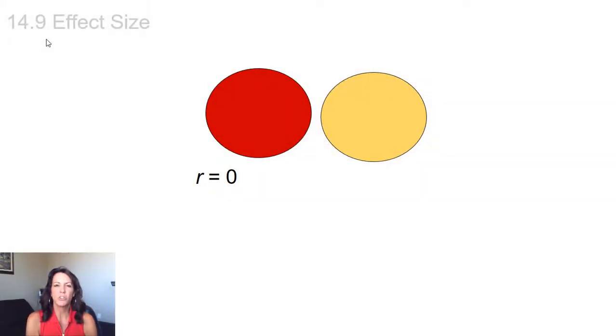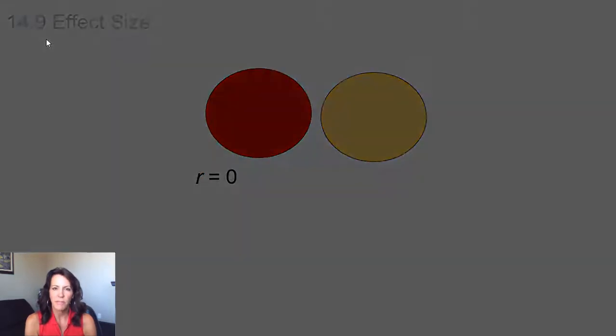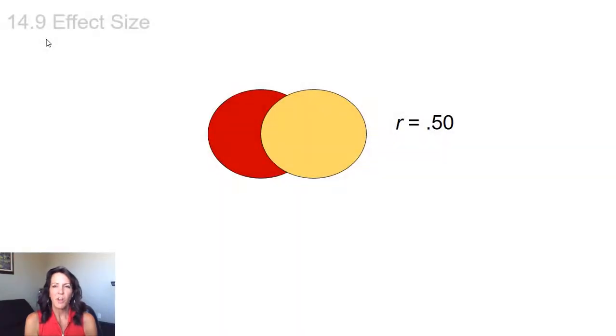Let's take a look at some pictures. If we have two variables, the red circle is x and the yellow circle is y, that are completely unrelated, there's no correlation at all, it would be like having two circles that were completely separate from one another. And the correlation here is shown as r equals 0. There's no correlation. If we have an r of 0.50, we start to have some real overlap between the two variables. There's something in common in the middle there that they both share. And so this is the common variance between them.